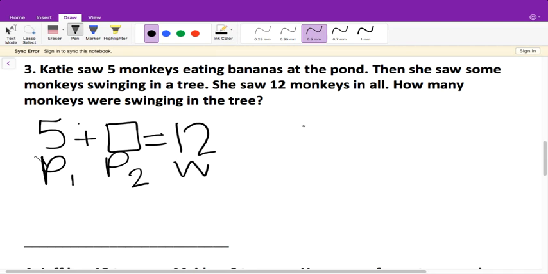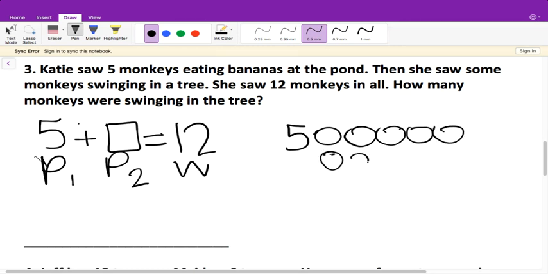Now we'll draw our picture to prove out our answer. We start from 5 and we count up to 12. 8, 9, 10, 11, 12. Okay, 5 plus 2 is 7. So I know my answer is 7.